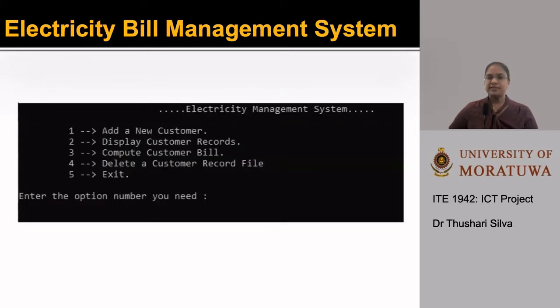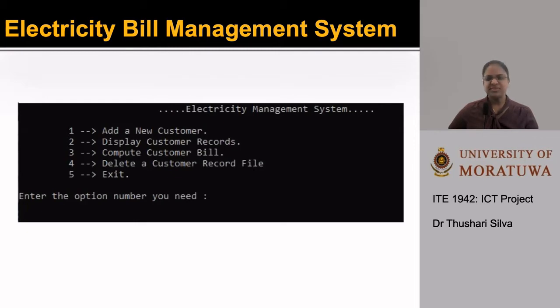Look at this. This is the front end of the electricity management system. It gives you multiple options to perform. Among those functions are add a new customer, display customer records, and compute customer bills, which is the most complex functionality. You can also delete a customer record, or by pressing 5, you can exit from the system.